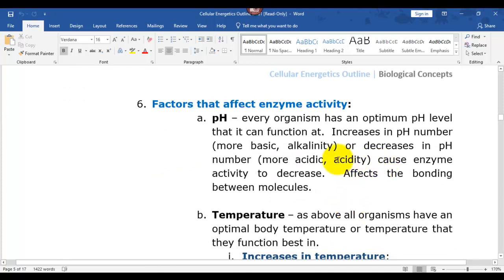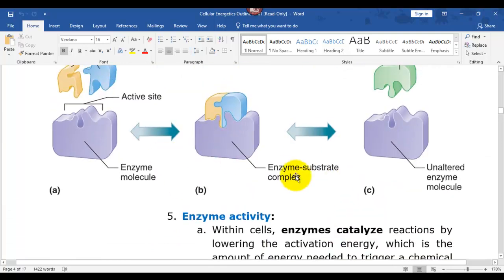So basically, pH, either more alkalinity or more acidity. In other words, a decrease in pH means it's getting more acidic. The number is getting smaller. An increase in pH number means it's getting more basic. But both of those cause enzyme activity to decrease. It affects the bonding between the molecules because the shape of the enzyme starts changing.